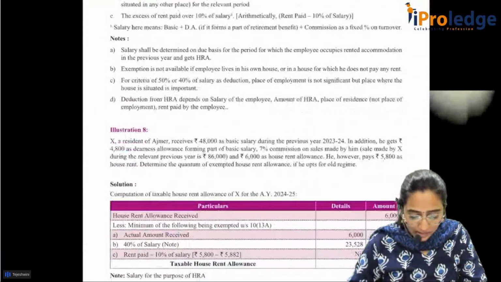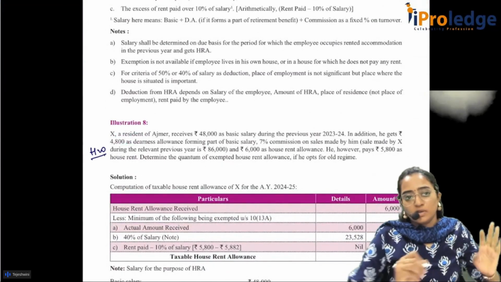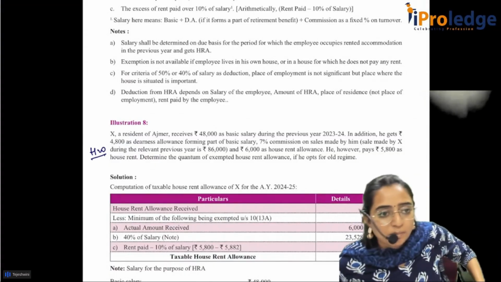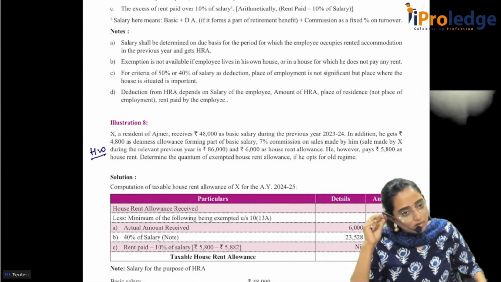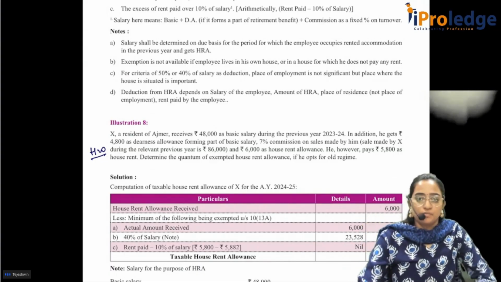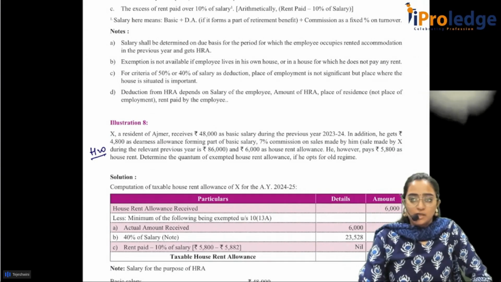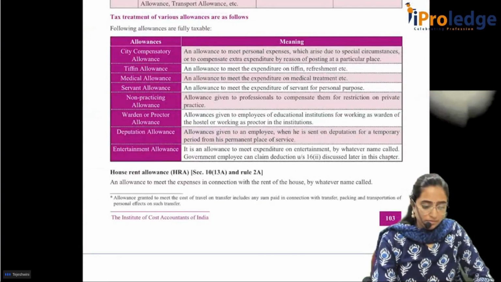The other HRA question which you have is very simple. This will be homework. A very simple basic HRA calculation, illustration 8. This is going to be a homework question. Have you understood the concept of HRA? Clear? So now let's move to the next concept.